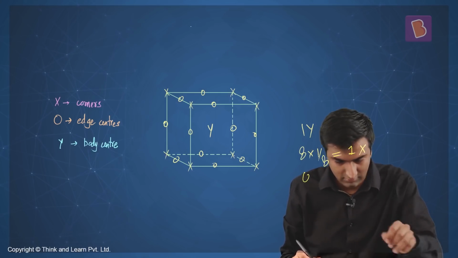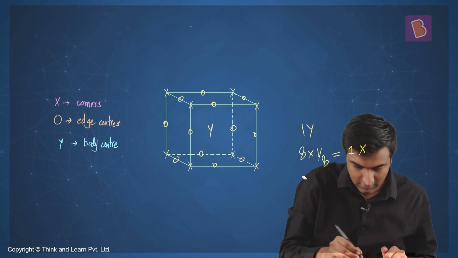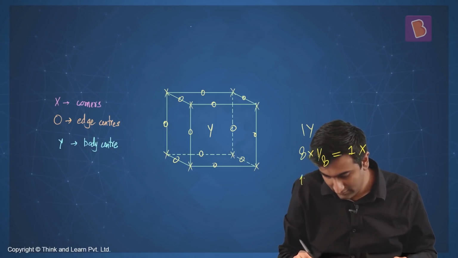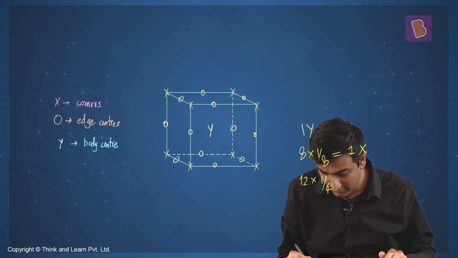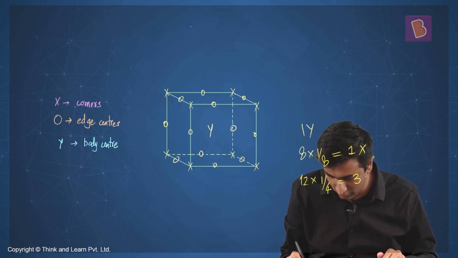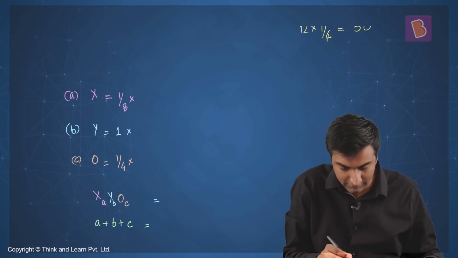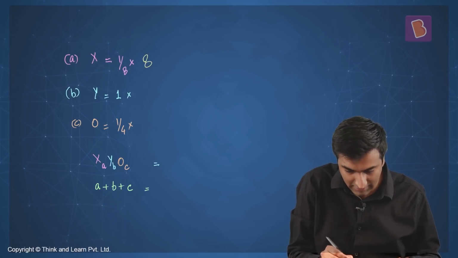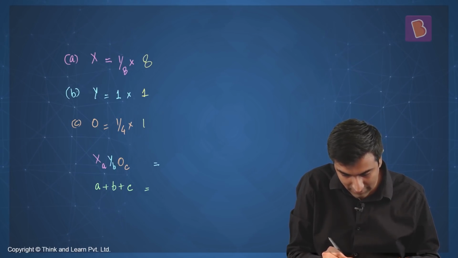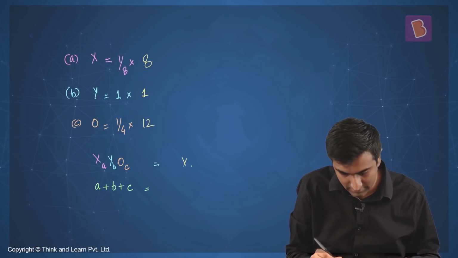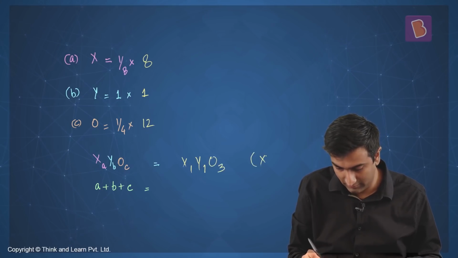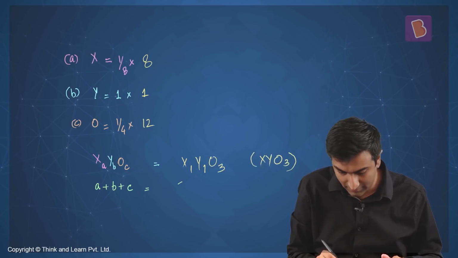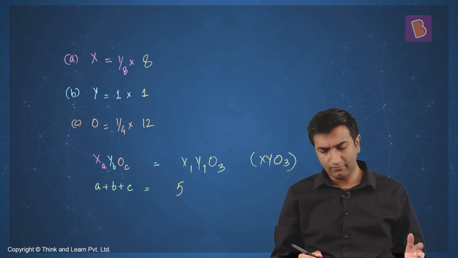And O, okay, for consistency's sake, let me just do that. Number first, I have 12, each of which contributes 1/4. Remember the edge? 4 edges together would. All right. So that's 3 O's. There you go. So this is the number I have here. So X, this is an 8, this is a 1, and this is 12. And I get X A, Y B, O C to be what? X1, Y1, XYO3 or just XYO3. Yeah, that's the same thing. Sum them all up. A plus B plus C is 5. Yeah, this one's straightforward. Very doable.